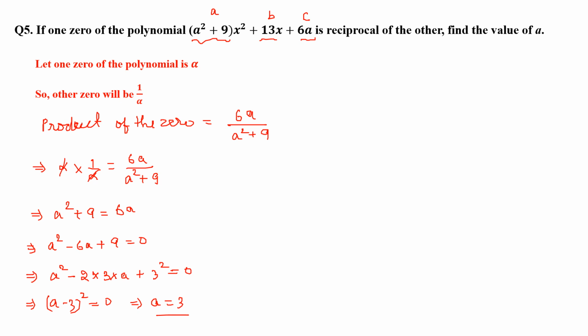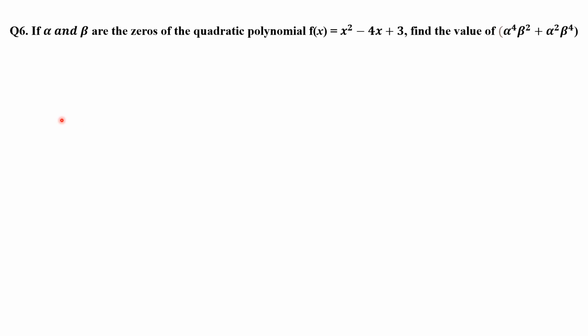Now moving to question number 6. If alpha and beta are the zeros of the quadratic polynomial f(x) equal to x square minus 4x plus 3, then find the value of alpha to the power 4 beta square plus alpha square beta to the power 4. So first of all, let me compare this given polynomial with the general polynomial. My general polynomial is ax square plus bx plus c. If I compare here, my a is 1, b is minus 4 and c is 3, isn't it?